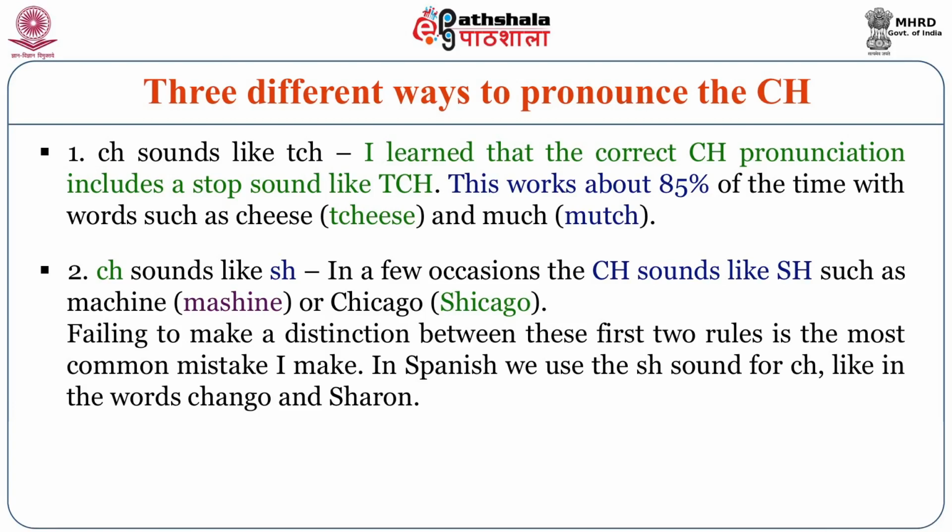We write machine, but we pronounce it as sh, not machine, but machine, or Chicago, chica, and it sounds like shi. Failing to make a distinction between these two rules is the most common mistake one makes. In Spanish, we use the sh sound for ch, like in the words chango and Sharon.